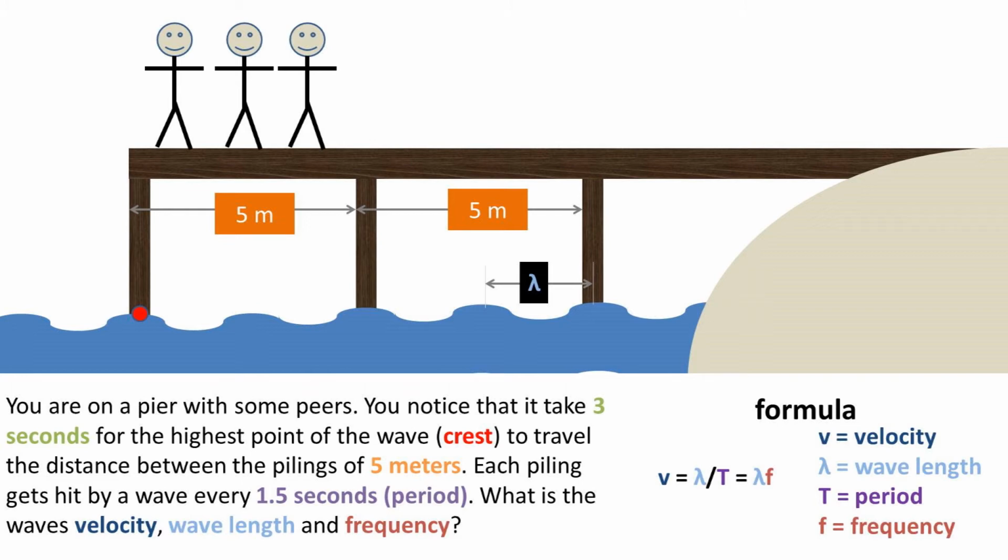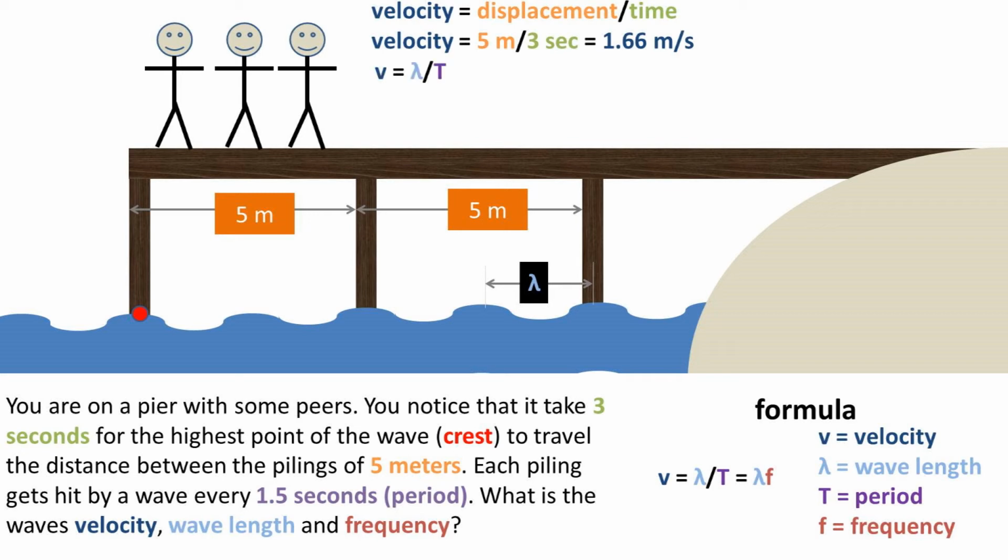So how do we go about solving this one? We will start by finding the velocity of these waves. We can use the formula velocity equals the displacement over time. Plugging in our displacement of 5 meters between the pilings divided by the time it takes to travel between those pilings of 3 seconds, we get a velocity of 1.66 meters per second.